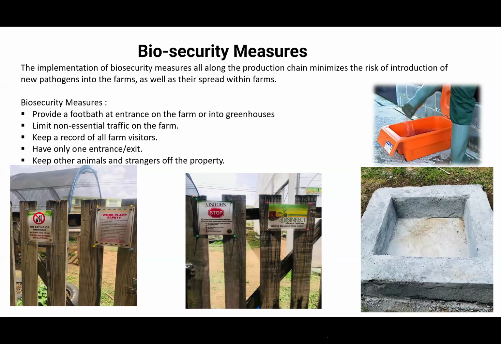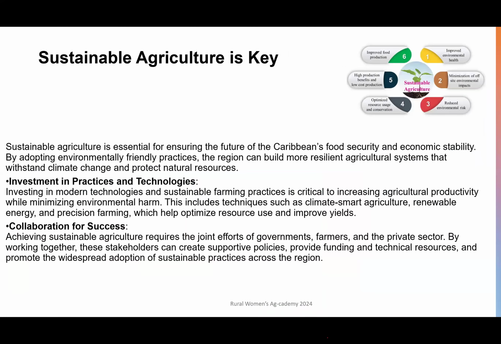Limit non-essential traffic on the farm. Even though you're growing strawberries or something that is attractive, limit the amount of people coming on your farm, because the more people come on your farm, it's going to be exposed to many pests and many different types of disease. Keep a record of all visitors who visit your farm, right? As I mentioned before, have only one entrance and keep all other animals and strangers off the property, right?